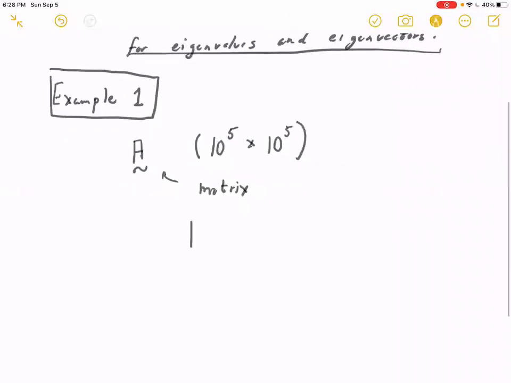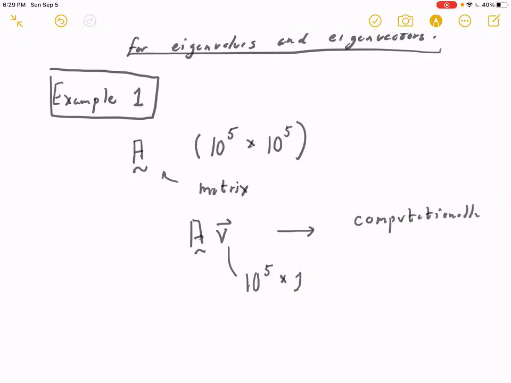And suppose you have a problem where you want to take that matrix and multiply it by a vector. Obviously, this vector has to have 100,000 rows and 1 column. So you can imagine all of the calculations you have to do to evaluate this creature. And this is going to be a very computationally expensive problem.